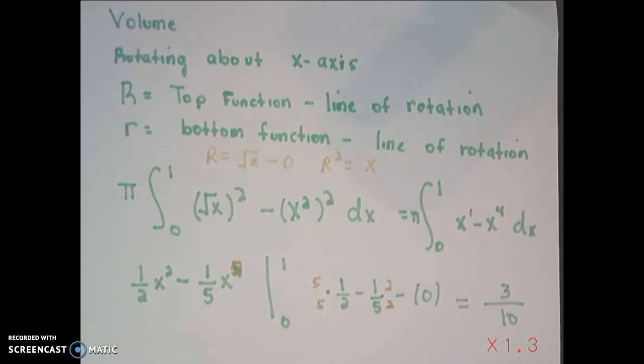So this is just to show you again how to find the volume of a particular enclosed region between two curves by rotating it about a horizontal line. And again, this is only when the axis of rotation is below the region that you're rotating.